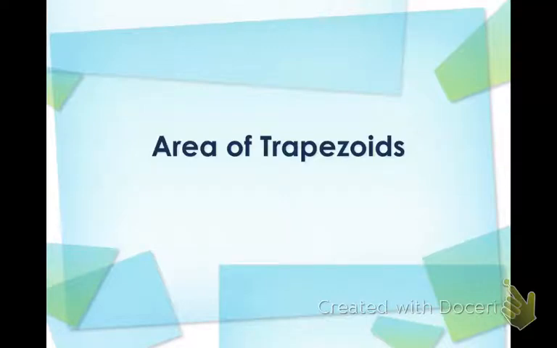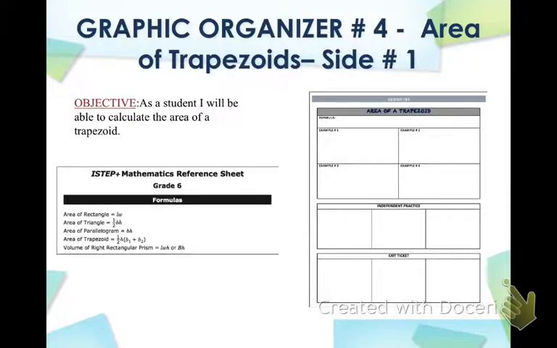This is video number 3 in our geometry unit. Just to let you know, this is episode 3, titled Trapezoids. We're going to talk about the area of trapezoids in this video, and your objective for the lesson is, as a student, you should be able to calculate the area of a trapezoid.